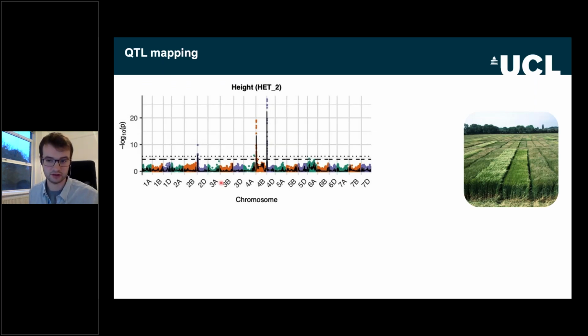This is a Manhattan plot for a single trait, which is sort of representative, which is plant height to the ear tip in the second year. The x-axis is showing the position of SNPs along the 21 wheat chromosomes. And the y-axis is a measure of the strength of association between those genotypes and the phenotype. And in this case, there are some loci which have a significant association with height, according to these genome-wide significance thresholds.